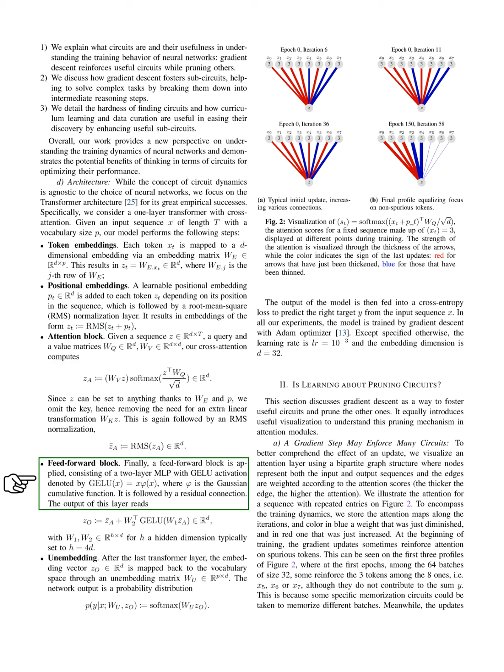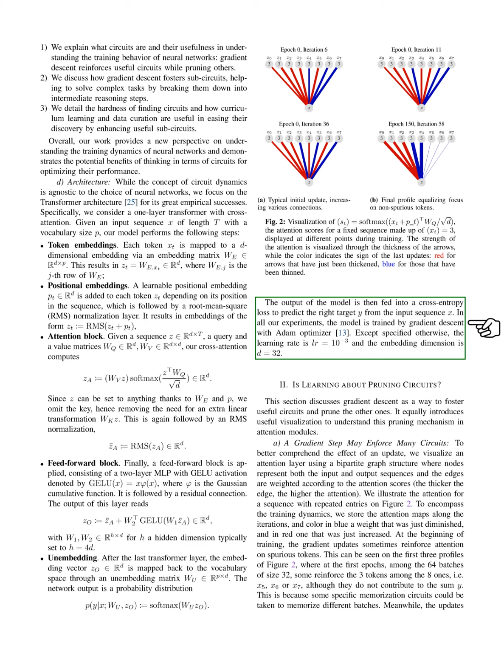After this, we apply a feed-forward block consisting of a two-layer multi-layer perceptron with a specific activation function, followed by a residual connection. Finally, we map the output back to the vocabulary space to produce a probability distribution for predicting the target from the input sequence. Throughout our experiments, we train the model using gradient descent with a specific optimizer and set parameters for learning rate and embedding dimensions.